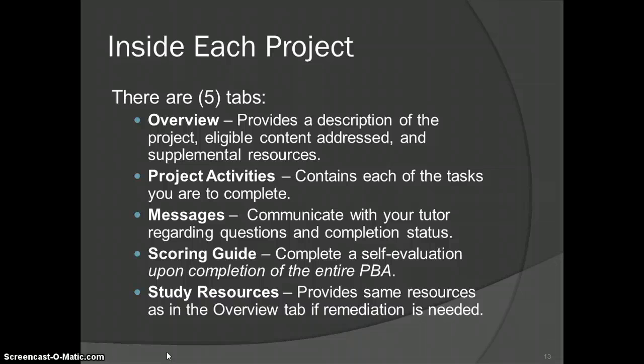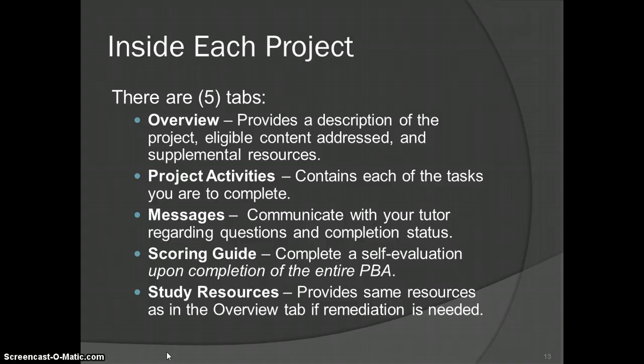Inside each project there are 5 tabs. There's an overview, which provides a description of the project, the eligible content addressed in the project, and some supplemental resources. There's the Project Activities tab, which contains each of the tasks you are to complete. The Messages tab, which is where you communicate with your tutor regarding questions and completion status. The Scoring Guide is where you complete a self-evaluation upon completion of the entire PBA.